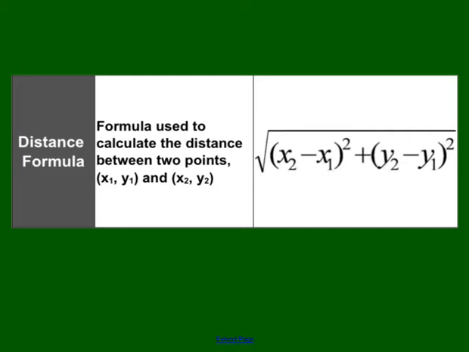We typically label those points as x1, y1 and x2, y2. So basically here's our formula. It's the square root of x2 minus x1 quantity squared plus y2 minus y1 quantity squared. Then we are going to apply these to 2 points. All right, so let's take a look now.